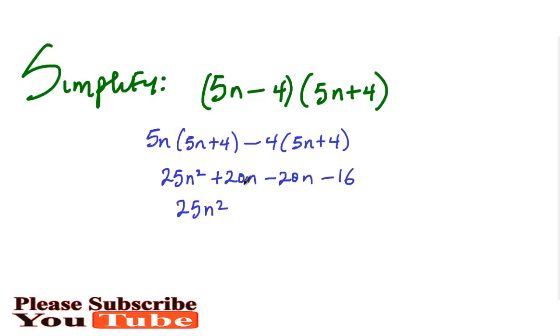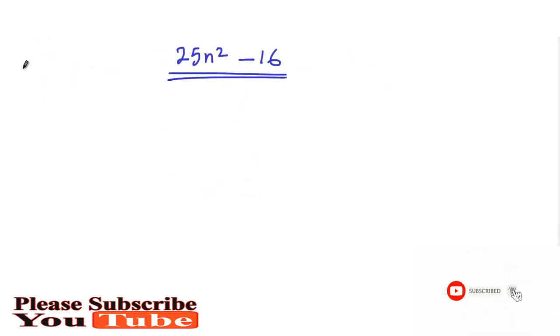So at the end of it, we are going to be having 25n² minus 20n plus 20n, they cancel out. Then minus 16. So this is the final answer to this. However, we can use the difference of two squares. How do I mean? I'll just do a recall.